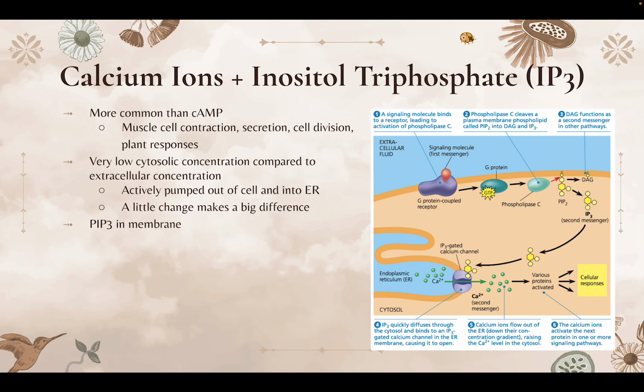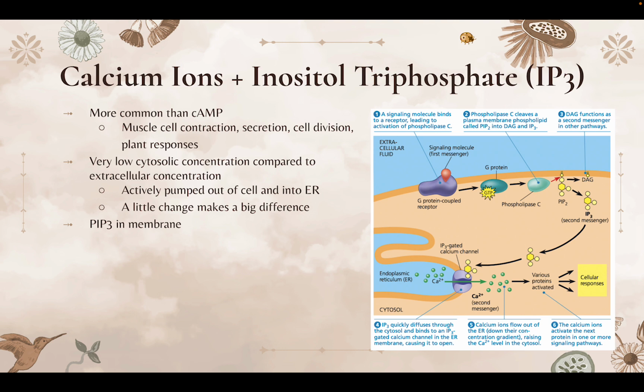Now let's talk about calcium ions. You see this used more commonly than cyclic AMP, although it does show up less on tests usually. It's seen in muscle cell contraction, secretion, cell division, and plant responses. So that's kind of a meme as well. Plant responses, this is a very common Science Bowl question where they ask what ion is used in plant responses, and it's going to be calcium ions.